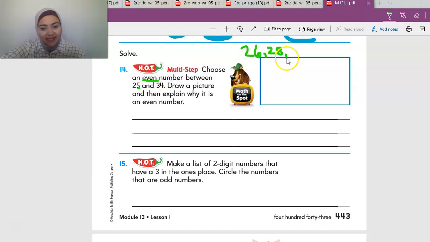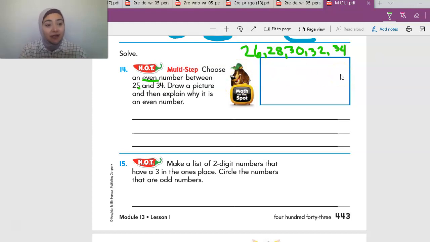How about 29? No. How about 30? Yes. How about 31? No. How about 32? Yes. How about 33? No. How about 34? Yes. How about 35? No. How about 36? No. Wait, hold on. Stop. Why 36 no? Because it says between 25 and 34, and 36 is bigger than 34. So all of these answers can be the possibility of your right answer. So it's not one answer is the right answer. All of these answers are the right answer.